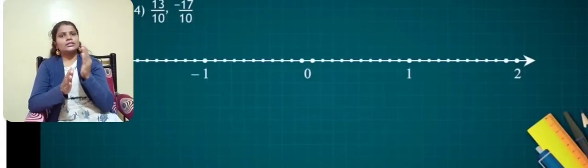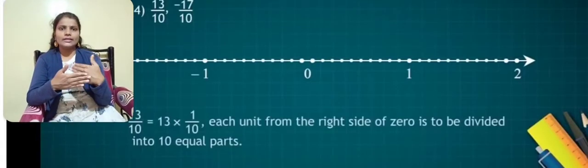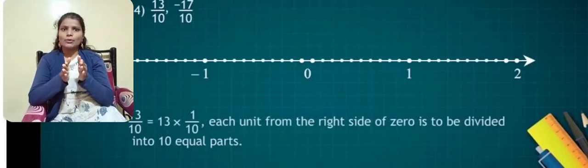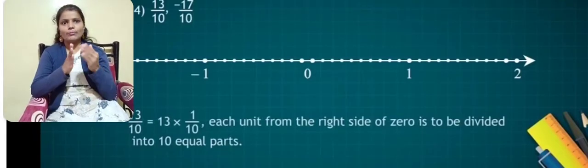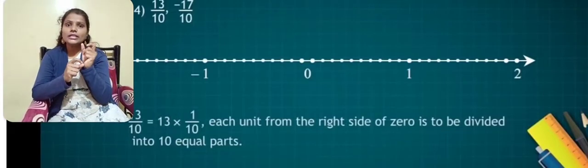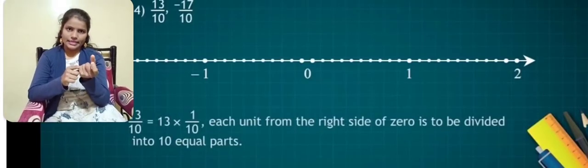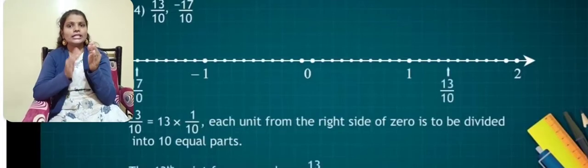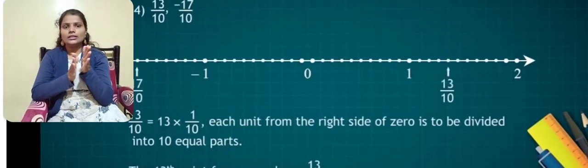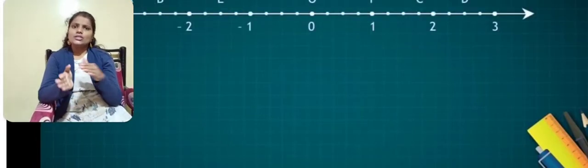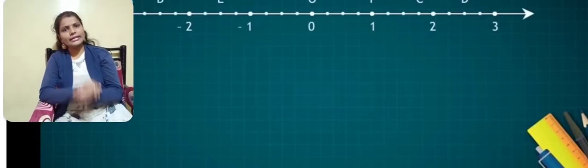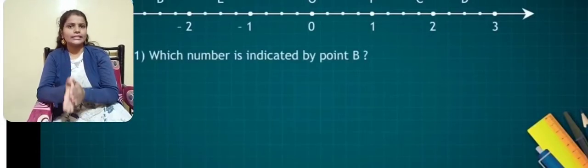Now suppose 13 upon 10 and minus 17 upon 10. So 13 upon 10 is 13 multiplied by 1 upon 10. Each unit on the side of 0 is divided into 10 equal parts. So now we have solved many examples of rational numbers on the number line.